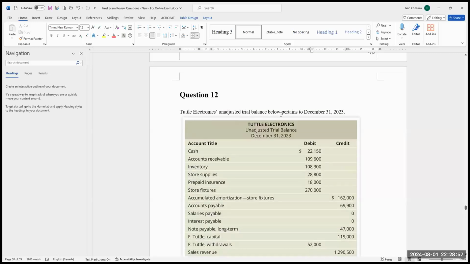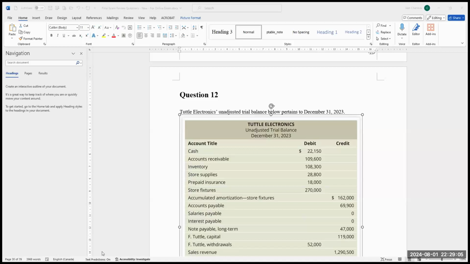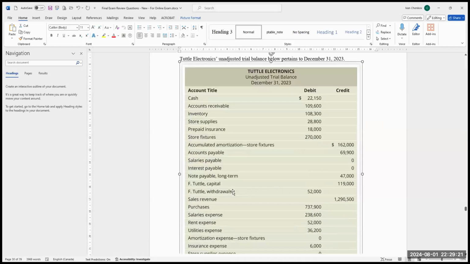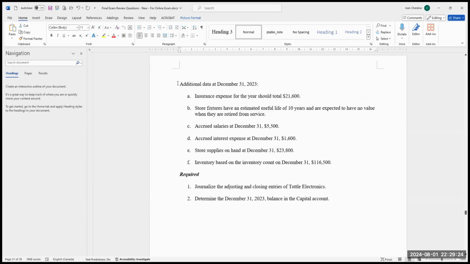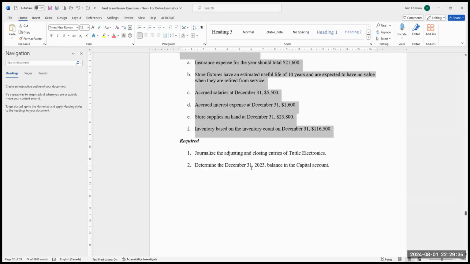This unadjusted trial balance pertains to December 31st, 2023. So I can copy this and move it to the Excel spreadsheet, and I'm going to move to the Excel spreadsheet completely so you can see the question there. Just give me a second. And those are the additional data that we have. I'm going to move that additional data to the Excel spreadsheet also, and we're going to go back to this Excel.